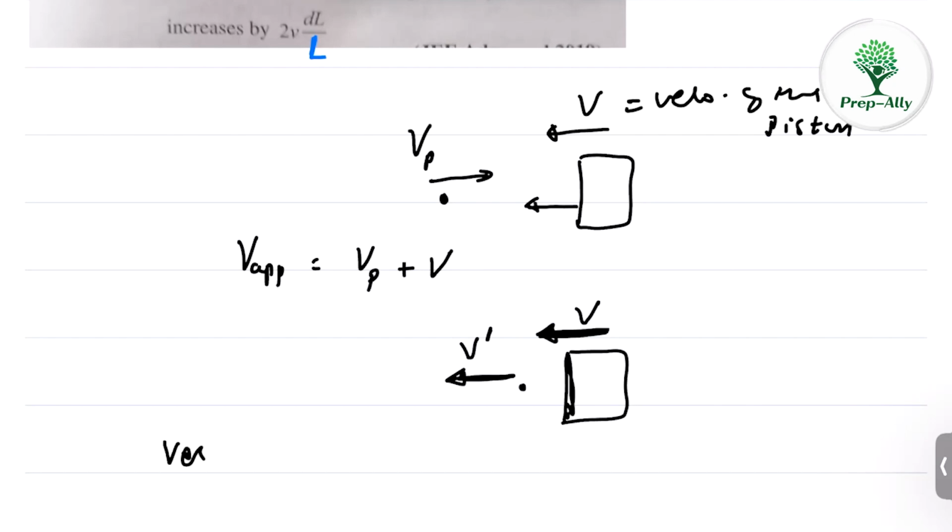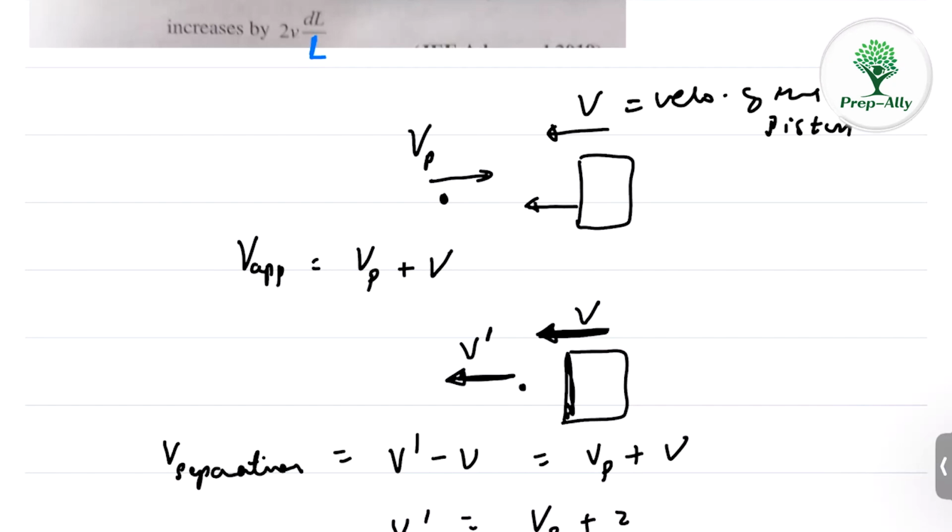So what is the velocity of separation? Varun, can you tell me the velocity of separation if the particle's velocity is v dash and the piston's velocity is v? V dash minus v. Correct. So v dash minus v, velocity of separation, is equal to the velocity of approach, which is vp plus v. So v dash is equal to vp plus 2v. But anyway, the piston's velocity is very small.